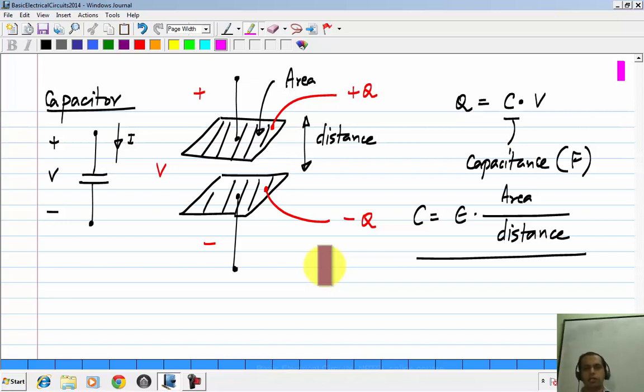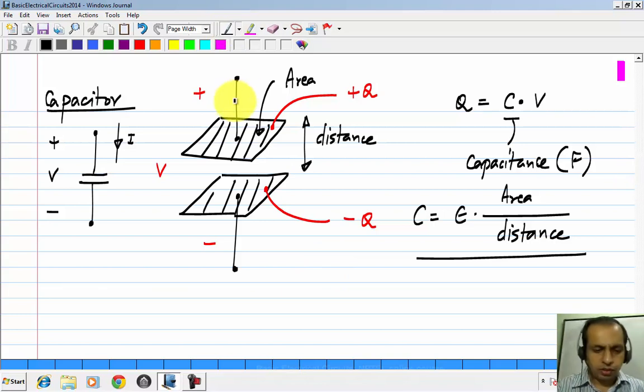The point is, if you have two conductors separated by some insulating medium, you will have this linear relationship between charge and voltage, which we will now convert to a relationship between current and voltage, and we will use that. As far as the circuits are concerned, the terminal relationship between the current and voltage is good enough.